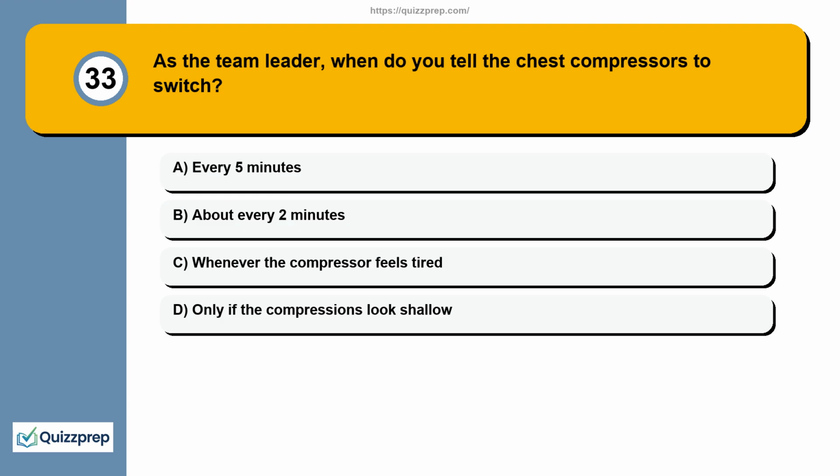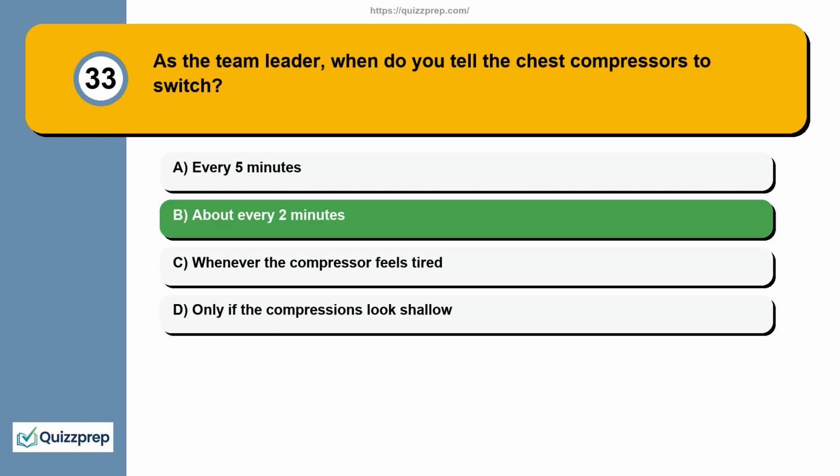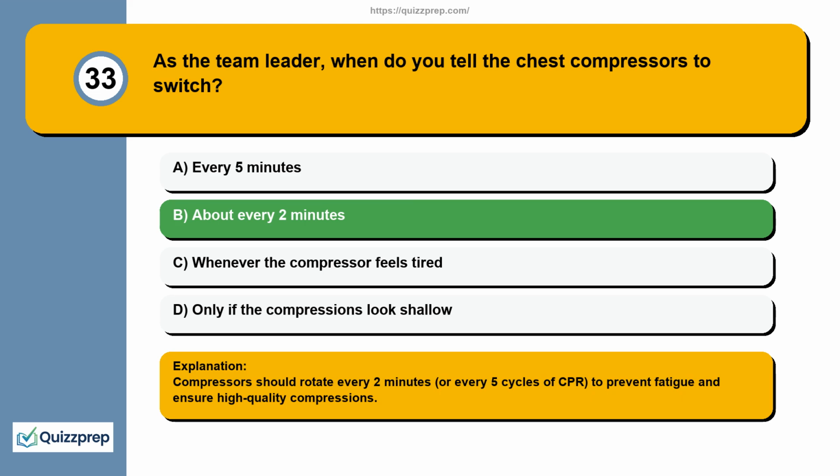Question 33. As the team leader, when do you tell the chest compressors to switch? Every 5 minutes. About every 2 minutes. Whenever the compressor feels tired. Only if the compressions look shallow. Compressors should rotate every 2 minutes, or every 5 cycles of CPR, to prevent fatigue and ensure high-quality compressions.